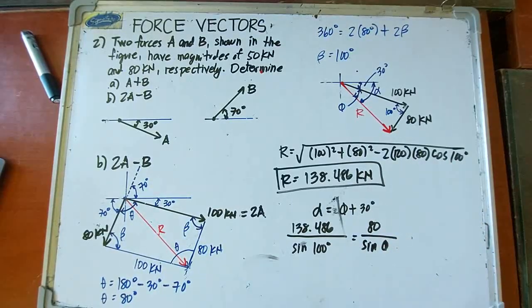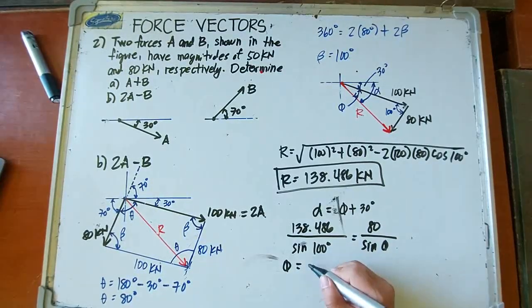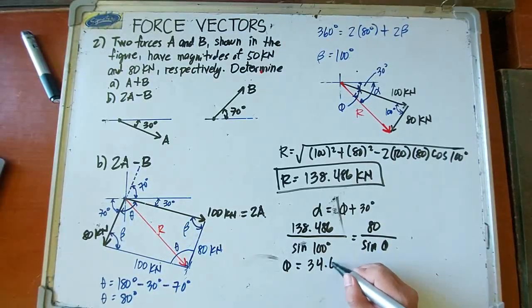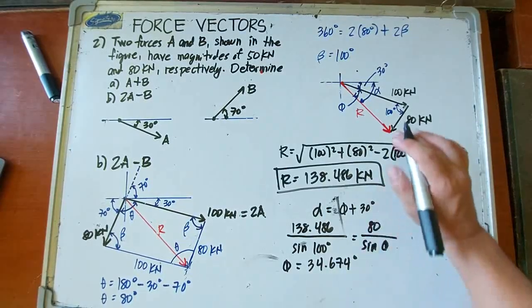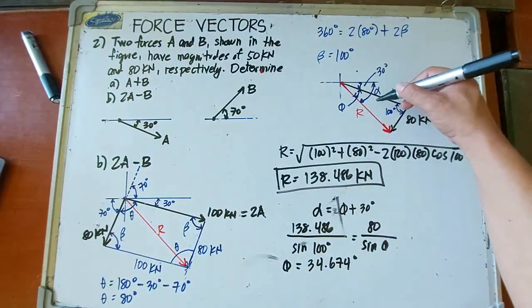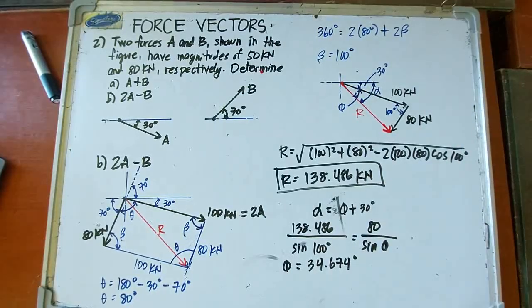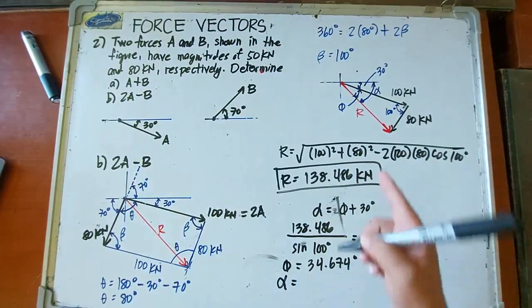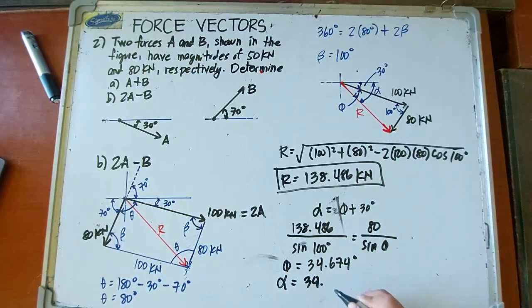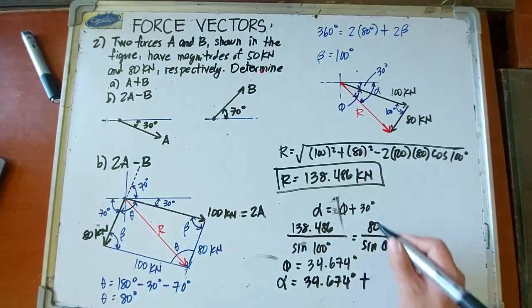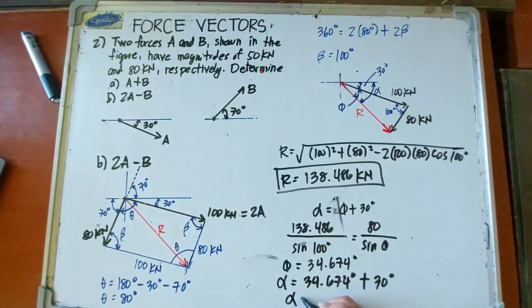So what is angle phi? So angle phi is equal to 34.674 degrees. So the direction now of the resultant force from the positive x-axis is equal to, so alpha is equal to 34.674 degrees plus 30 degrees. So alpha is equal to 64.674 degrees. Ayan.